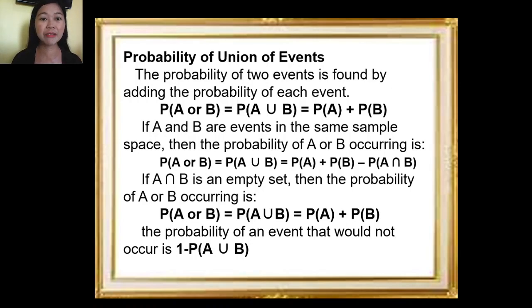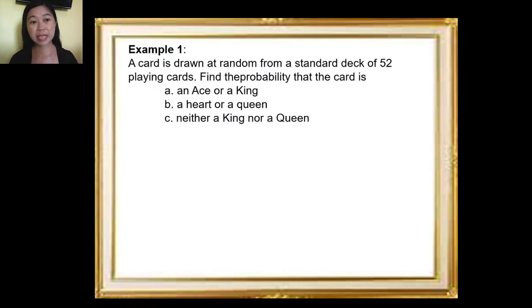So let us have the different examples on how we are going to find the probability of the union of events. Okay, let's have example number 1. A card is drawn at random from a standard deck of 52 playing cards. Find the probability that the card is letter A, an ace or a king, letter B, a heart or a queen, letter C, neither a king nor a queen.